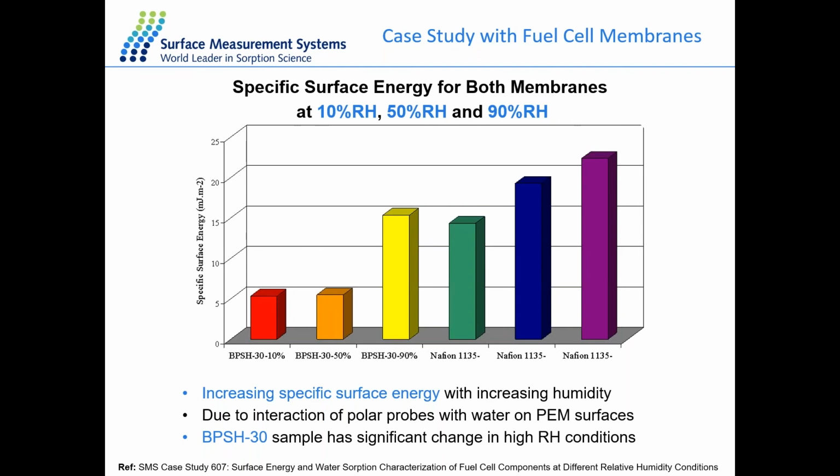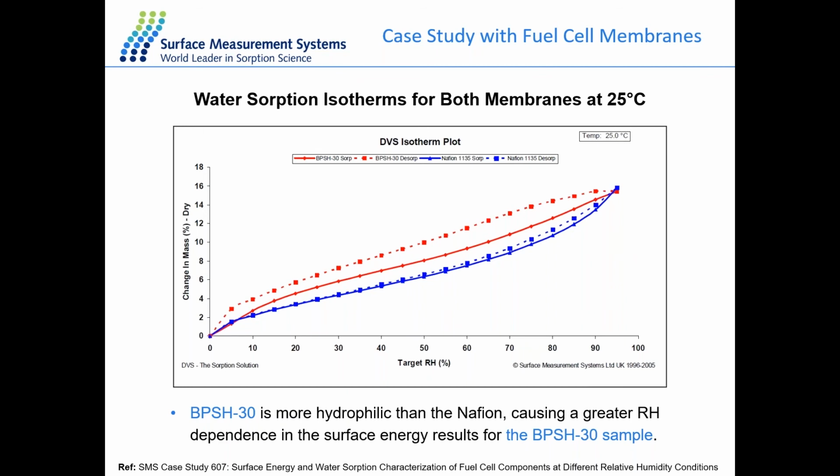And we also apply the DVS method to measure the water sorption isotherms for both of the samples. It shows both samples absorb significantly more water as the humidity increases. For example, at 90% RH, the water uptake for both samples is around 13% change in mass. And the relatively high mass increase indicates the water uptake is dominated by bulk sorption into the structure of the material. Coupled with the changes in the surface energy with humidity, the higher water uptake indicates the membrane properties are greatly affected by the amount of water present in the material, which should be a consideration in the real application for the fuel cell. And the water sorption result indicates the BPSH sample is more hydrophilic than the Nafion sample, causing a greater RH dependence in the surface energy result for the BPSH membrane.